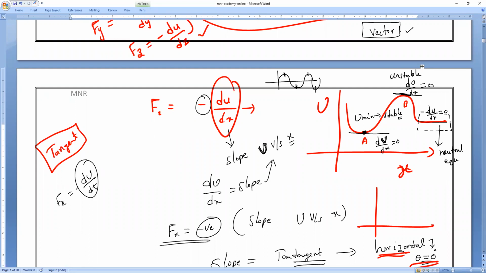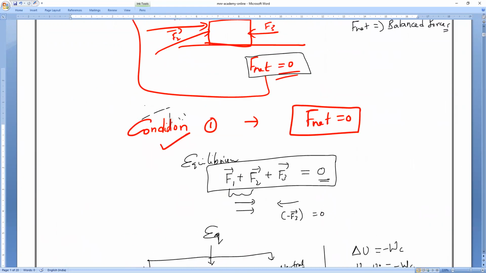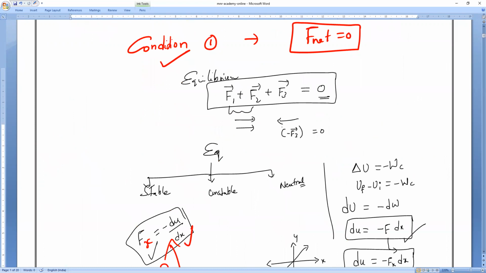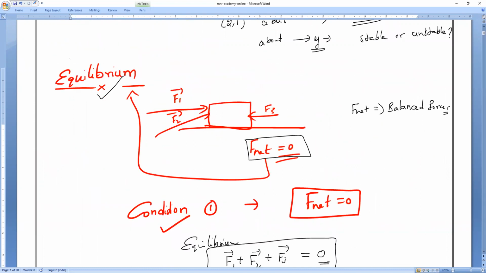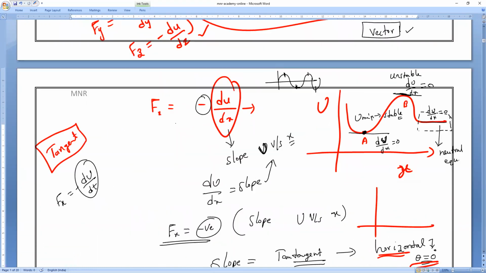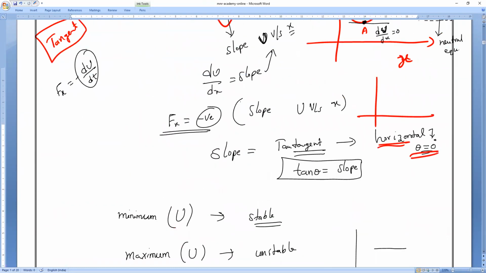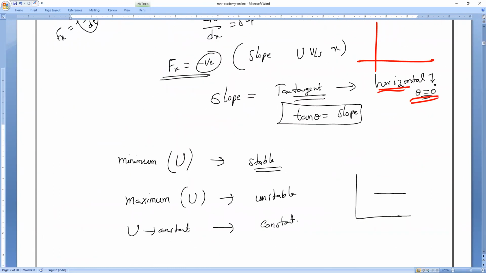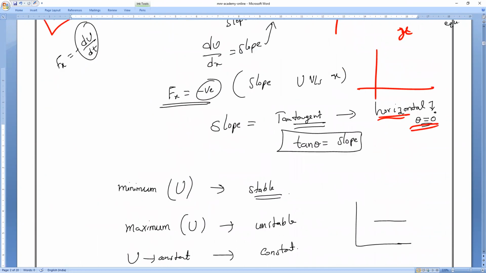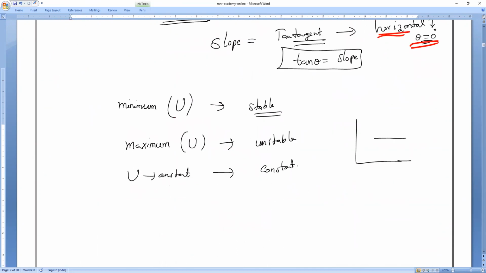Now I will give you the second condition. First condition: you have to find whether the net force F net is 0, which means it is in equilibrium. Second: if potential energy is maximum, we can say it is unstable. If potential energy is minimum, we can say stable. And if potential energy is constant, we can say neutral equilibrium or constant equilibrium. This is all about point number 1.